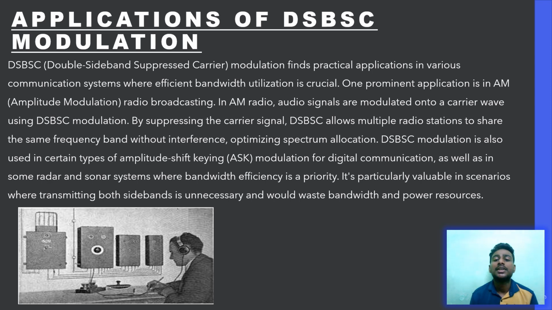the spectrum allocation. DSBSC modulation is also used in certain types of amplitude shift keying modulation for digital communication, as well as in some radar and sonar systems where bandwidth efficiency is a priority. It's particularly valuable in scenarios where transmitting both sidebands is unnecessary and would waste bandwidth and power resources.